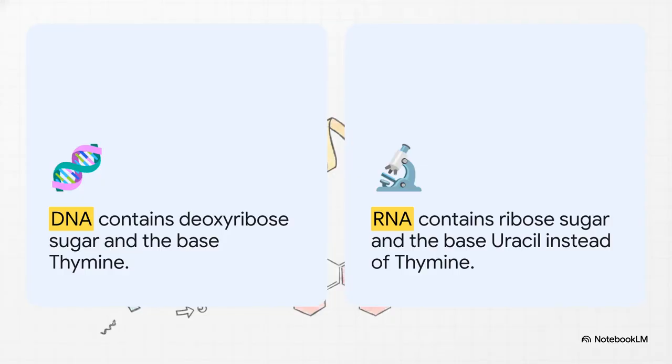The crucial point here is understanding the difference between the 2 main types of nucleic acids, DNA and RNA. Structurally, they differ in 2 major ways. First is the sugar. DNA contains a deoxyribose sugar, while RNA contains a ribose sugar. Second is the base substitution. While both use adenine, cytosine, and guanine, DNA exclusively uses the base thymine. RNA, on the other hand, swaps out thymine and uses the base uracil instead.